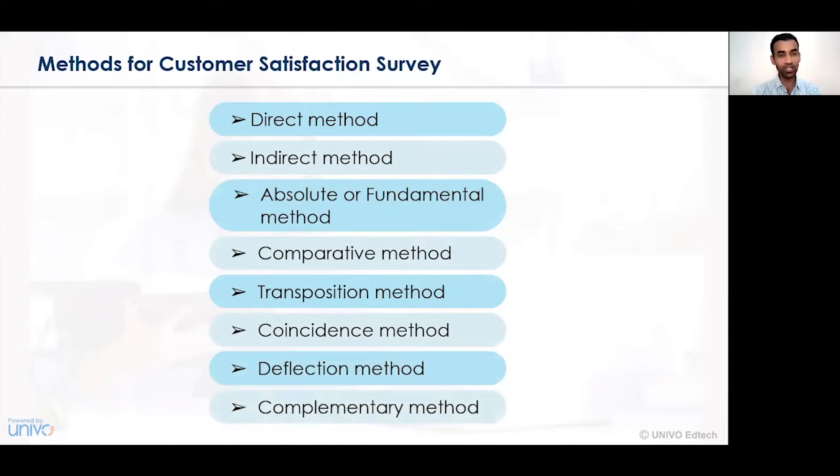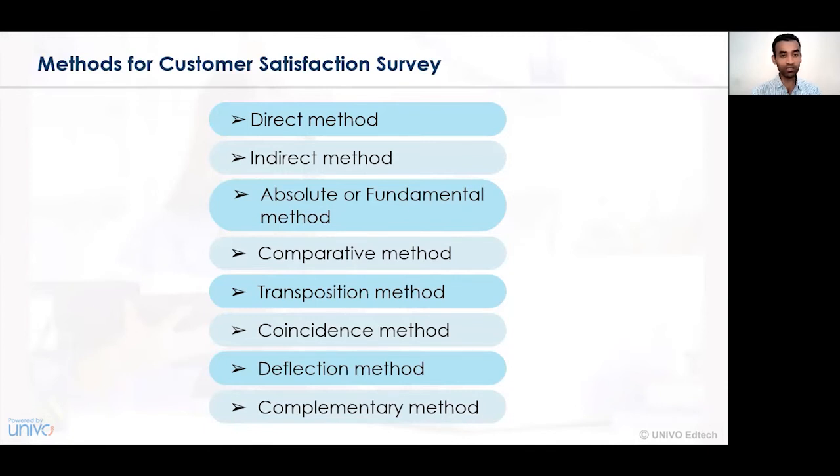Here, with the application of every individual step, the direct feedback or the satisfaction survey from the customers can be undertaken. That is, it can be collected directly from the consumers, or in the indirect mode, we can ask certain questions wherein the feedback or survey can be undertaken. The absolute or the fundamental method focuses on asking specific questions with respect to the product according to their need, want, desire, requirement, satisfaction, fulfillment.